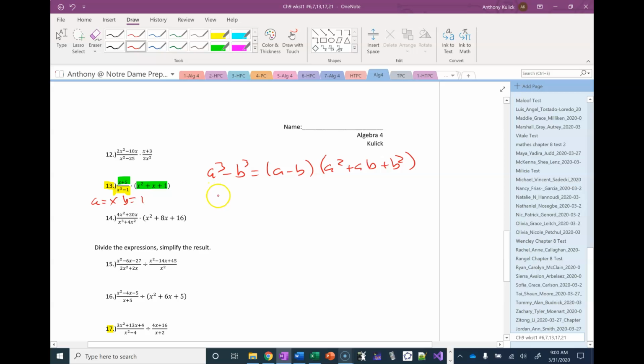So what's going to happen here is we're going to have our x plus 5. And then our denominator is going to be x minus 1 times x squared plus x plus 1. So just that. And then we're going to be multiplying it by this. And those will reduce, leaving me with x plus 5 over x minus 1.